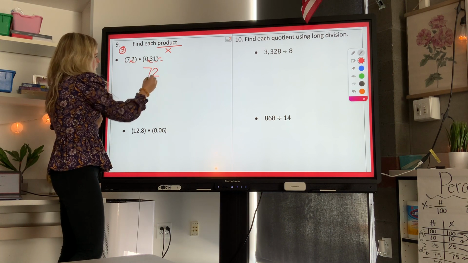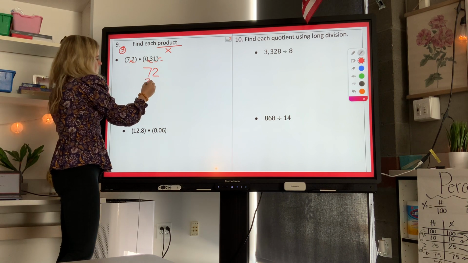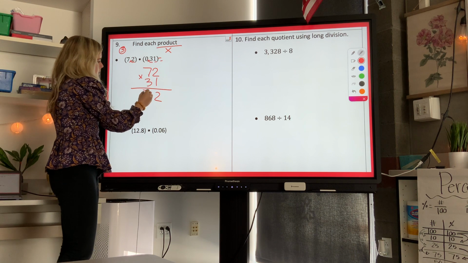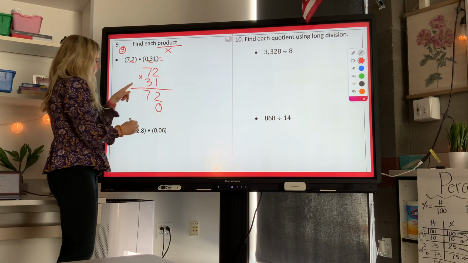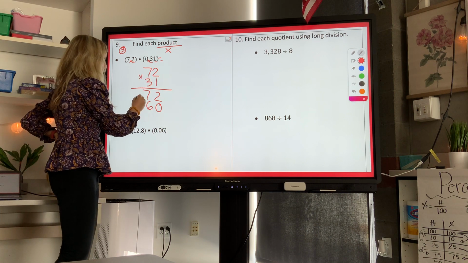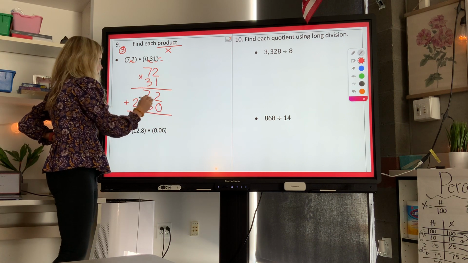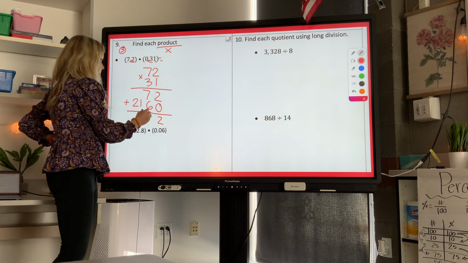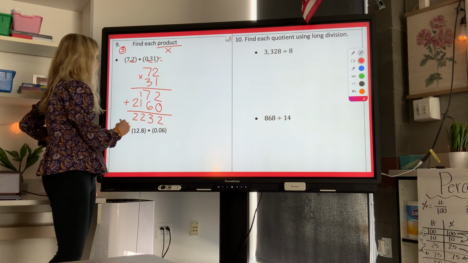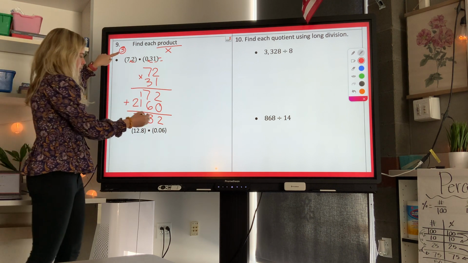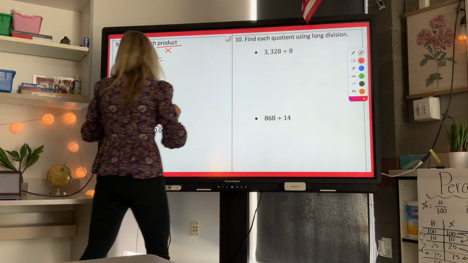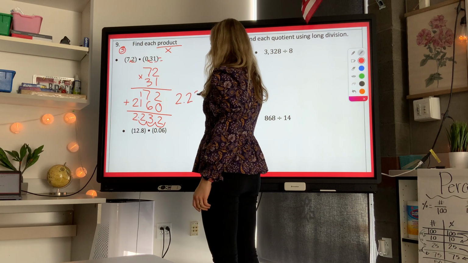So we have 72 times 031, which is just 31. So 1 times 2, 1 times 7, then I add a 0 for the missing place value here. 3 times 2 is 6, 3 times 7 is 21, and then I add them up. 2 plus 0, 7 plus 6, 1 plus 1, and 2 plus nothing. Okay, last thing, I place my decimal back 3 spaces. So starting on the right side, 1, 2, 3. So my final answer would be 2.232.